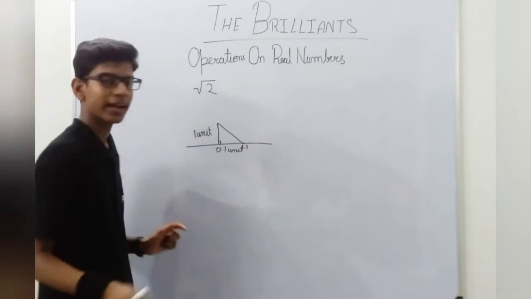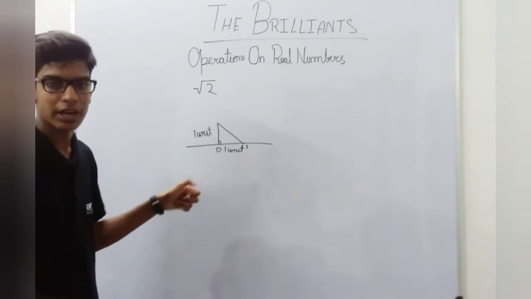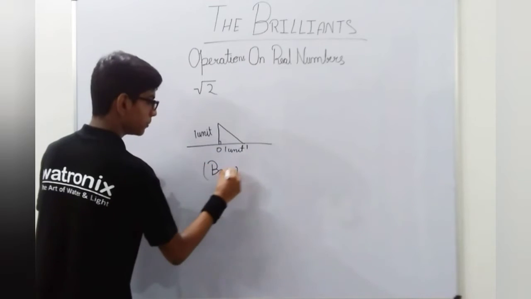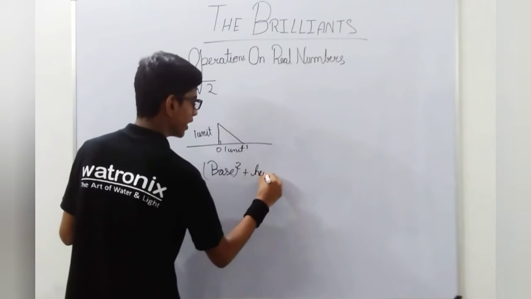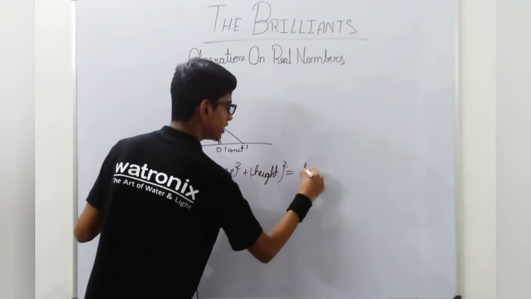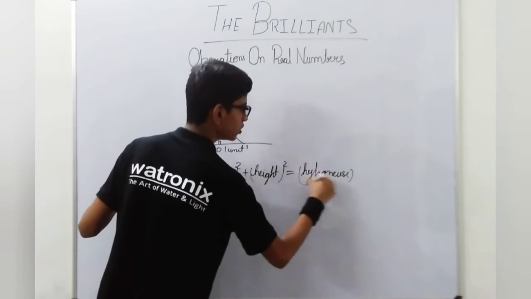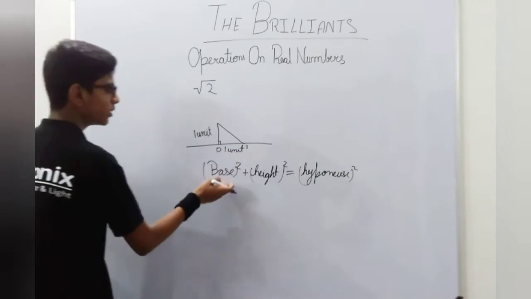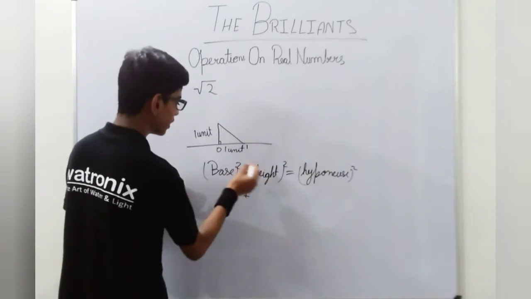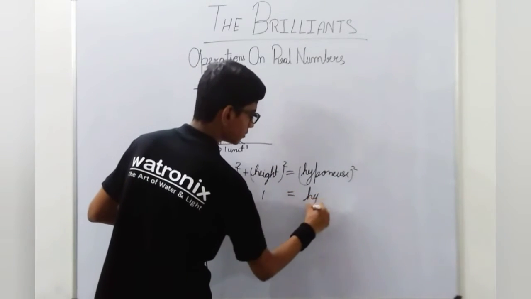Now we get a right angle triangle and we can apply the Pythagoras theorem on this right angle triangle. So what is the Pythagoras theorem? It is that base square plus height square is equal to hypotenuse square. Here base and height are 1 unit and 1 unit. So 1 square will be 1, height again 1 square will be 1, and this will be hypotenuse square.